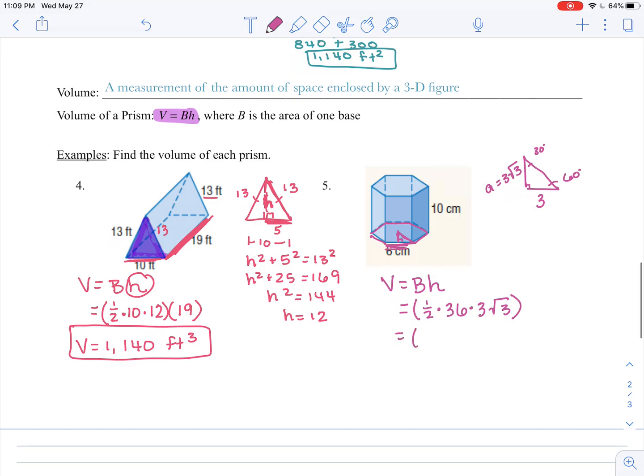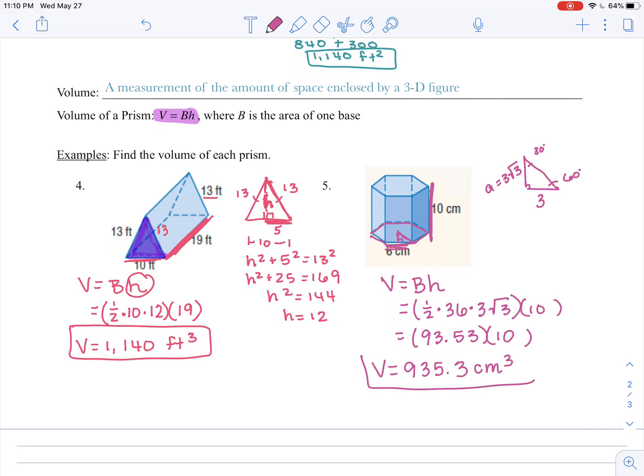Okay, when I multiply that out, the area of the hexagon should be about 93.53. And to find the volume of the prism, we then multiply that by the height, perpendicular to the two bases, which here is 10 centimeters. And that makes our volume about 935.3 cubic centimeters.